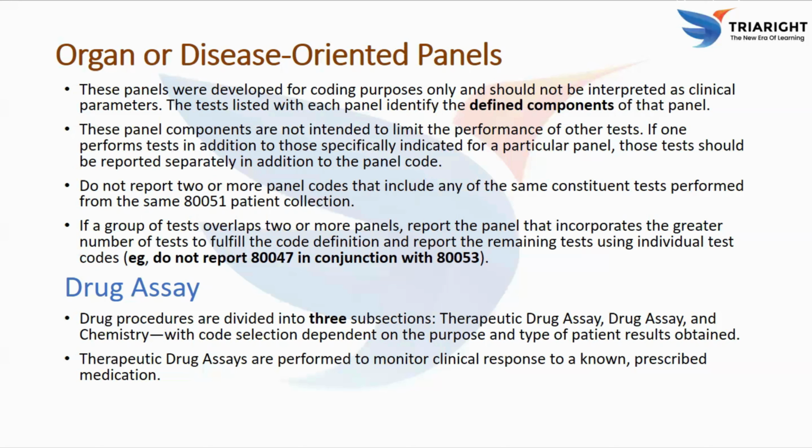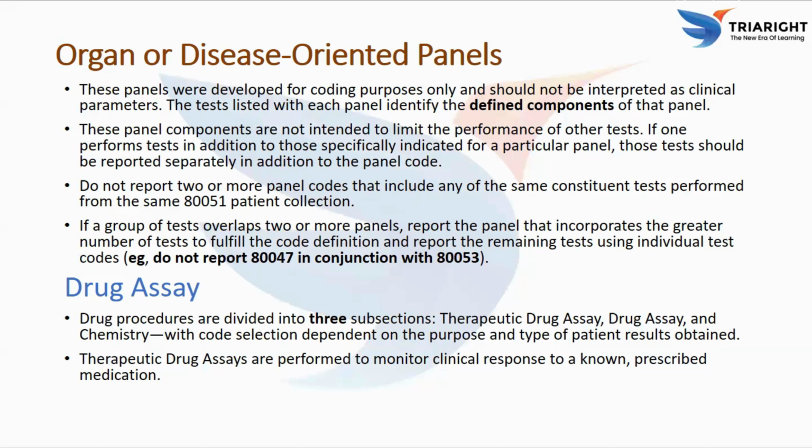So do not report the overlapping panels together. So never report two panel codes that share any of the same test. So this applies when tests come from the same patient collection. So this prevents the double billing of the same lab test. And what is the overlapping panel rule? If a test overlaps between two panels, you have to report only the panel with more components and you have to report the remaining tests individually.